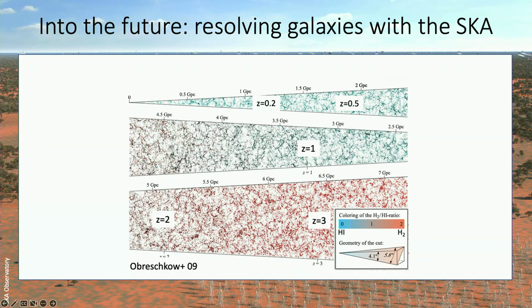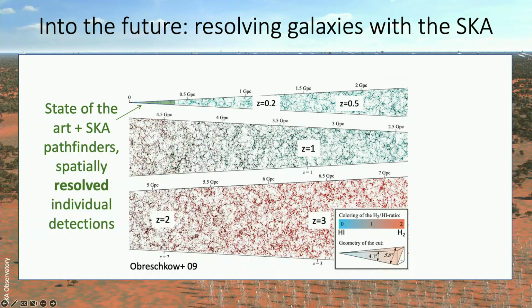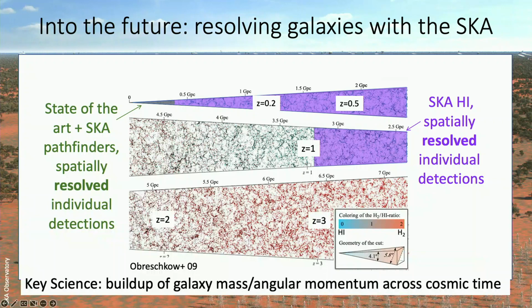Everything I've talked about today, the state of the art with facilities like ASKAP and the wide field surveys that we have today, is really only probing the very local universe. So we really only know how gas is distributed in galaxies in our own backyard. And that's going to fundamentally change with the SKA. The SKA will spatially resolve individual detections up to about a redshift of 1. That's roughly half the look-back time of the universe, and it's getting into an era where most of the gas in galaxies isn't atomic anymore. And so we're probing the growth of atomic gas in galaxies, the growth of galaxy disks, and the buildup of mass and angular momentum across cosmic time for the very first time.